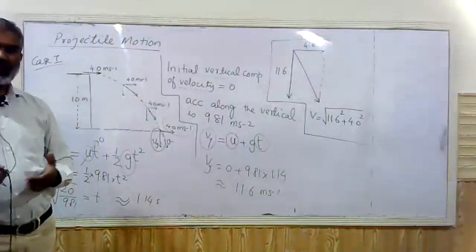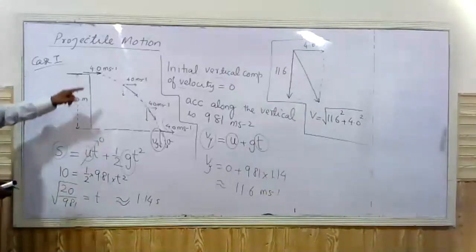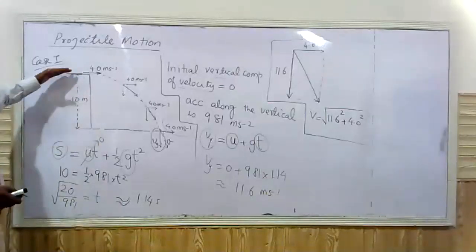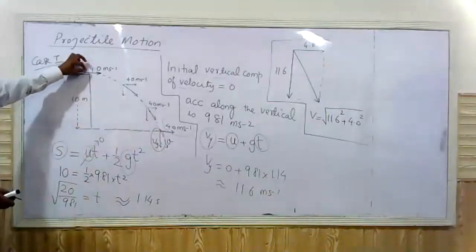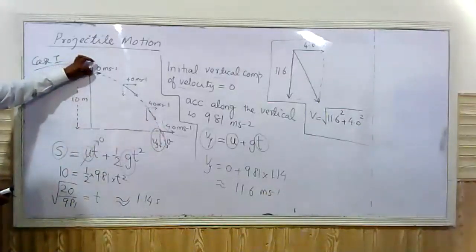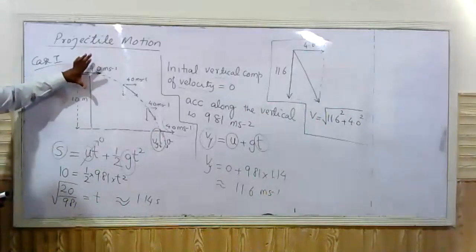I take the initial component of velocity and put it in the first equation here. And if I know how much time it has taken to come to this, an important thing is that this time and this time are the same. If you throw an object in this direction, it will reach here in the same time as the object that you have dropped here simultaneously.